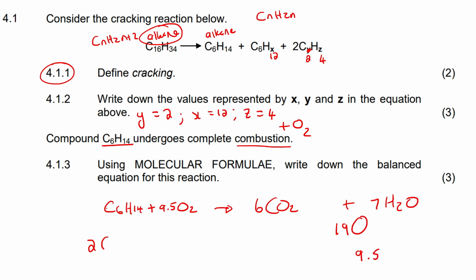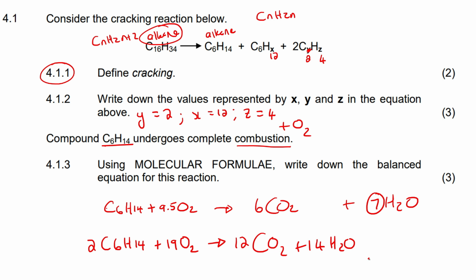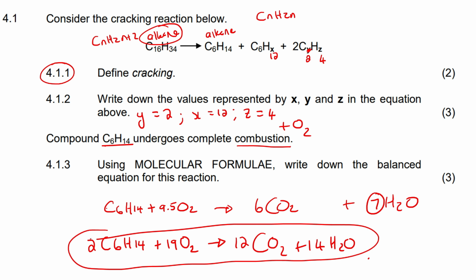So it'll become 2 C6H14. This multiplied by 2 would become 19. This multiplied by 2 would become 12. And then this multiplied by 2 would become 14. And there is your final answer.